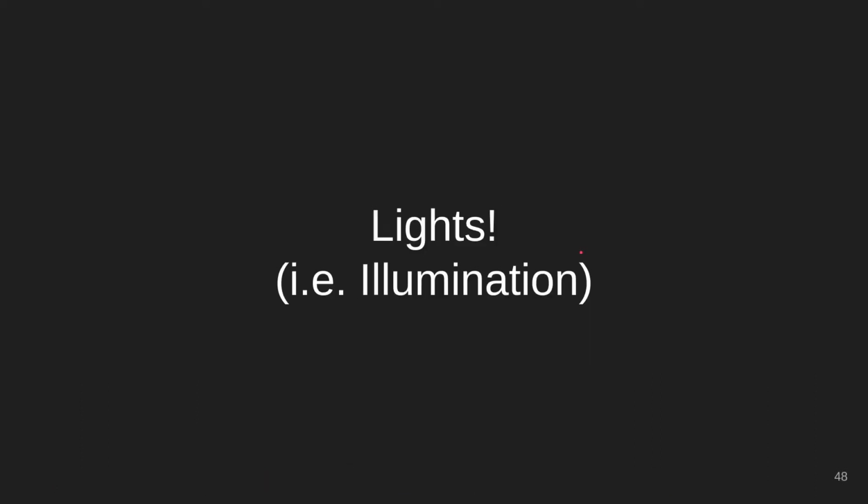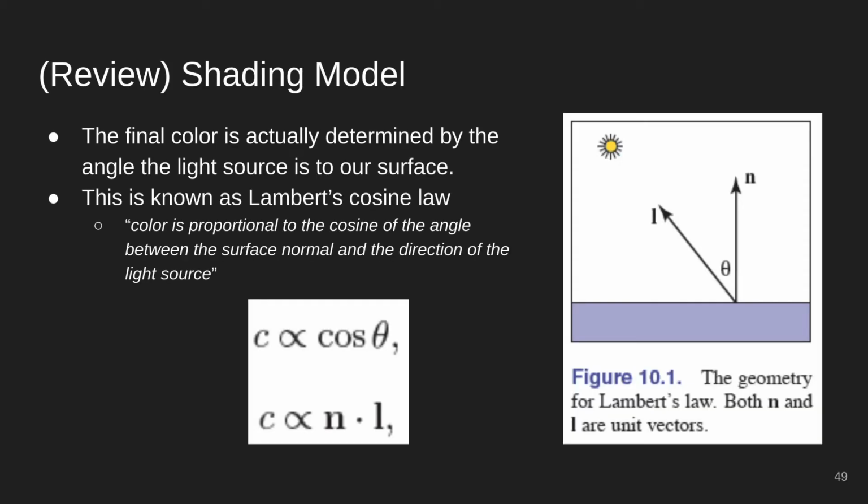All right, so if you're joining us back from your break, let's talk about lighting and illumination. Before we looked briefly at what's known as Lambert's cosine law, this idea that the final color is determined by the angle of where your light source is coming in and hitting your surface. The more direct, so the smaller this angle is, that means the light source is coming closer to the normal, so this surface should light up more.